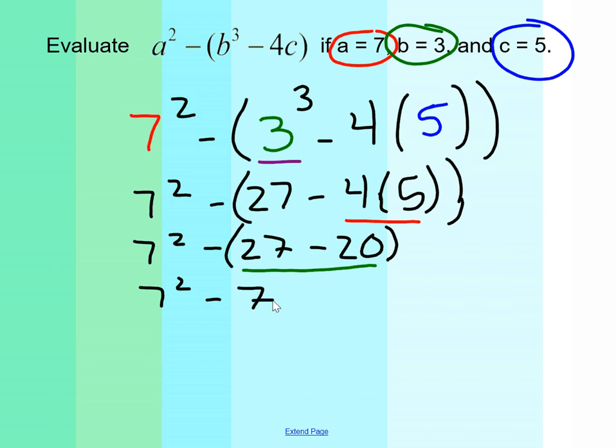Once I get here, my exponents are going to be my next step. So 7 squared is 49, so I'm going to have 49 minus 7. My final step is simply going to be to subtract those two, so I end up with 42 as my final answer.